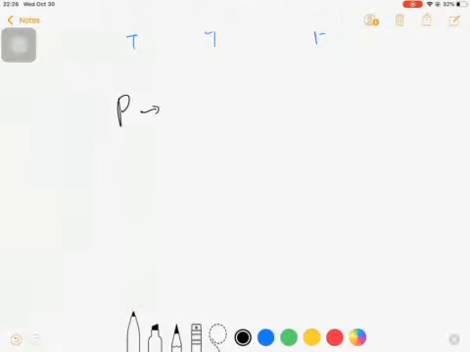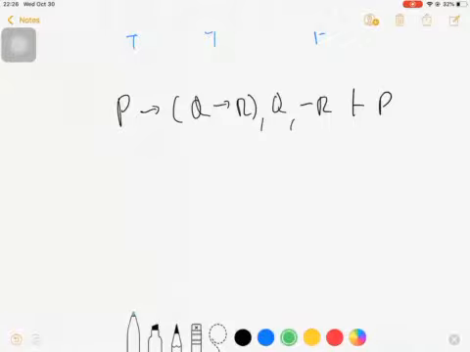We have P arrow Q arrow R. That's our first premise. Our second premise is Q. Our third premise is negation R, and our conclusion is P. Under each operator for the premises, we want them to be true. The main operator for the first premise is the arrow, so we definitely want this to end up being true.